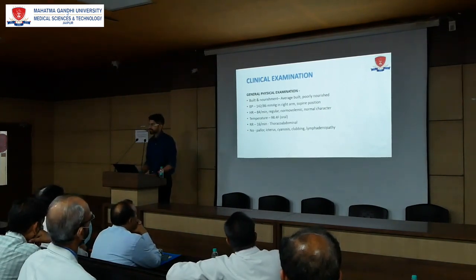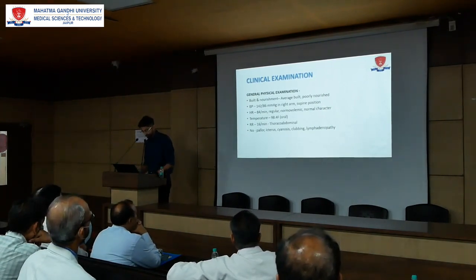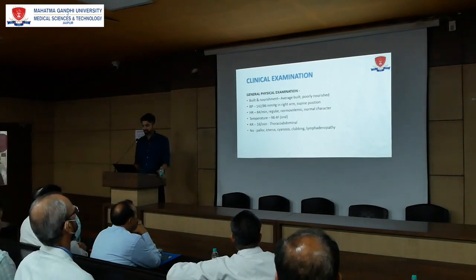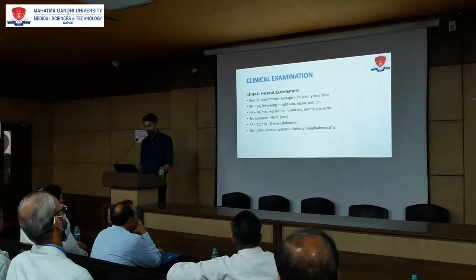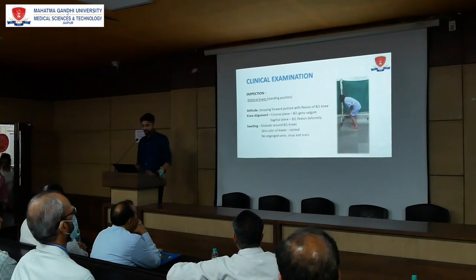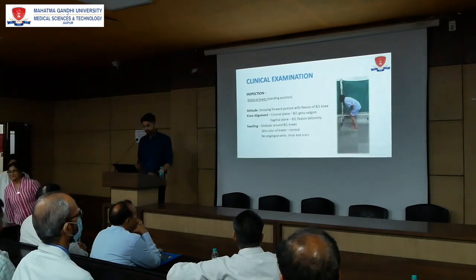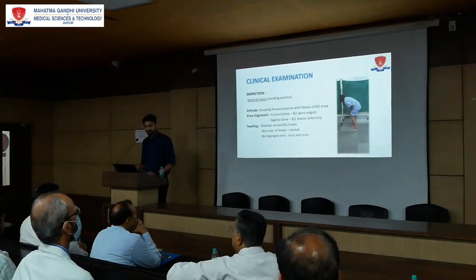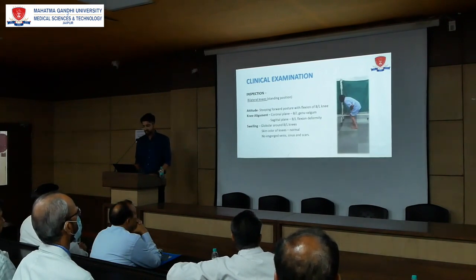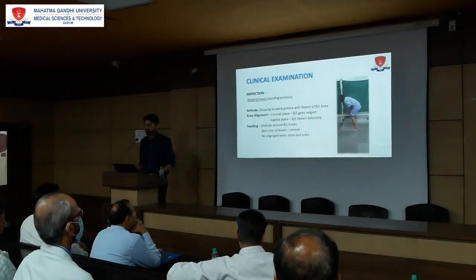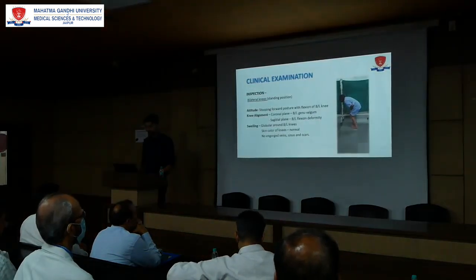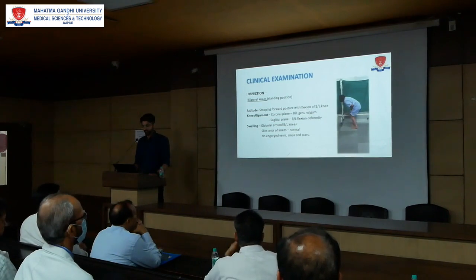The general physical examination was unremarkable, with no pallor, icterus, cyanosis, clubbing, or lymphadenopathy. Now we go on to the local examination. So on inspection of the bilateral knees in the standing position, we have an attitude of stooping forward posture with flexion of bilateral knees, and the knee alignment in the coronal plane is of bilateral genu valgum and the sagittal plane of bilateral flexion deformity.